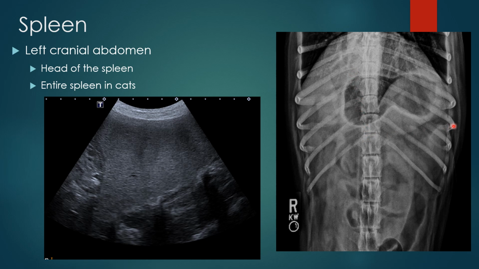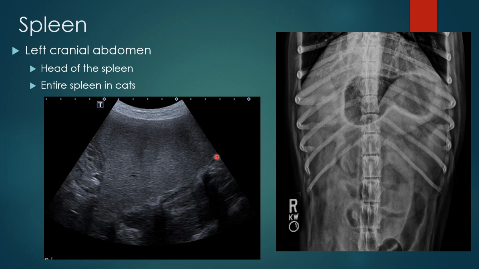The next organ that I usually image is the spleen, and starting with the splenic head makes the most sense because it's the part of the spleen that is going to be pretty much static in its location. It's going to be tethered here in this left cranial abdomen by these gastrosplenic ligaments and short gastric vessels. So the splenic head should always be in this left cranial abdomen, and it will look like this.